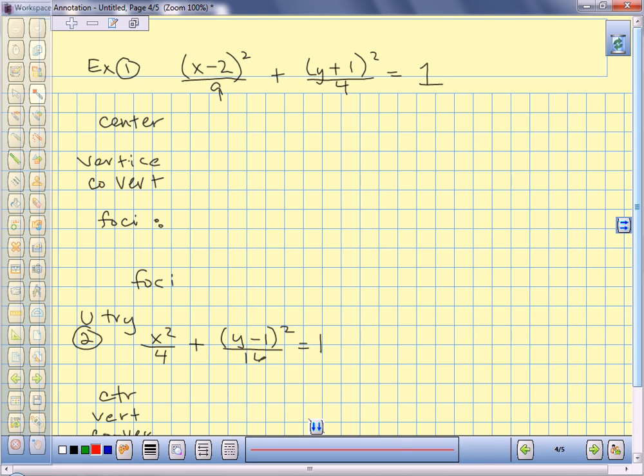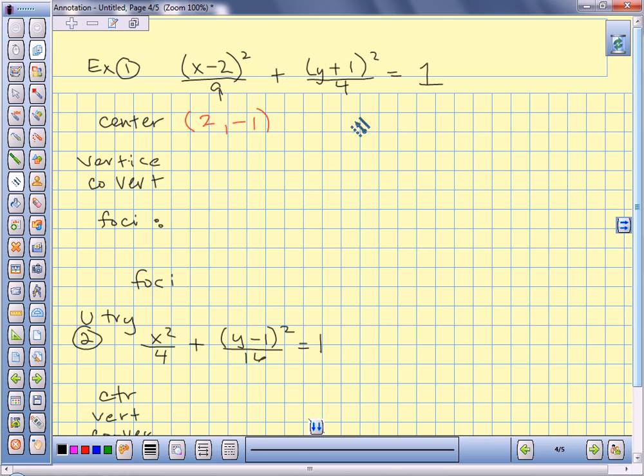Okay, so which way is this one elongated? Horizontally or vertically? Horizontally. How do we know? The bigger number is there. All right, where is my center? 2, negative 1. Okay, so if I wanted to graph this, I would come over to 2, negative 1 and start with my center.